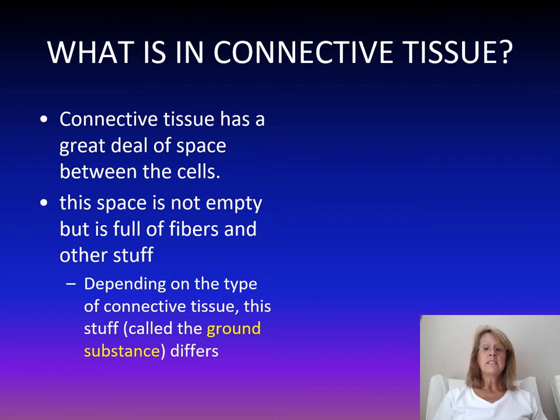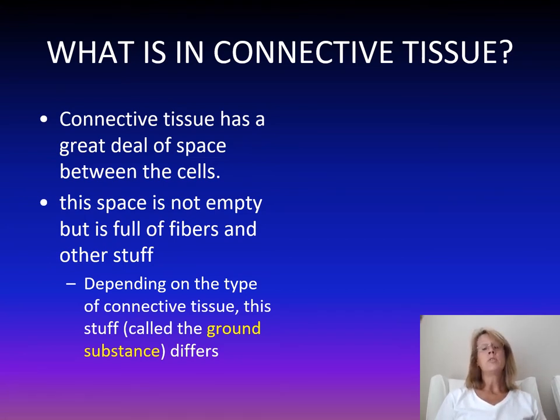So when we talk about this space, I talk about this extra stuff that's in between them. And so the space is not empty, or else it wouldn't give us the strength that we need. But this space between the cells is full of fibers and other stuff. So as we go through the year and we talk about different types of tissues, you're going to see the term ground substance a lot. Ground substance is whatever is found between the cells.